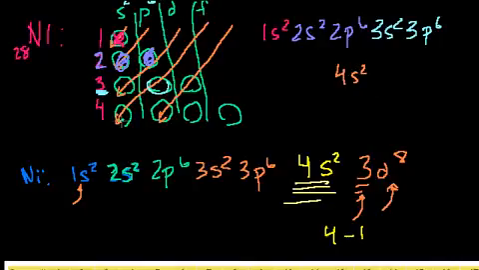And then what's the very next thing we fill out? We have to go back to the top. We come here, and then we fill out 3d. And then how many electrons do we have left to fill out? So we're going to be in 3d. And how many have we used so far?